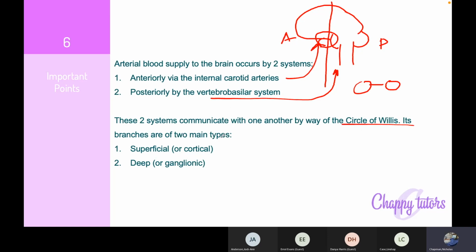Its branches are of two main types. We have superficial, also called cortical, and then we have deep, also called ganglionic. So essentially, in terms of the superficial, say the internal carotid is coming up here, and it gives out some branches like that.